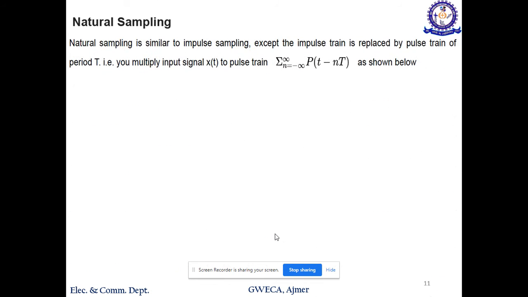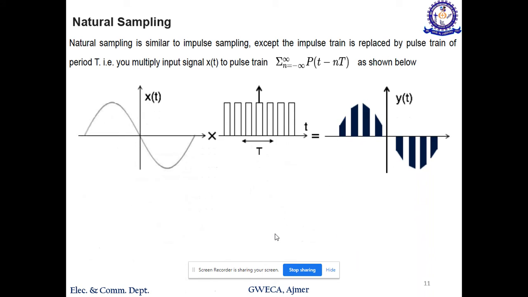The next kind of sampling is natural sampling, which is more practical than impulse sampling. Natural sampling is very similar to impulse sampling, except the impulse train is replaced by a pulse train. What is a pulse train? In this case we have a certain width. The impulse train is replaced by a pulse train.